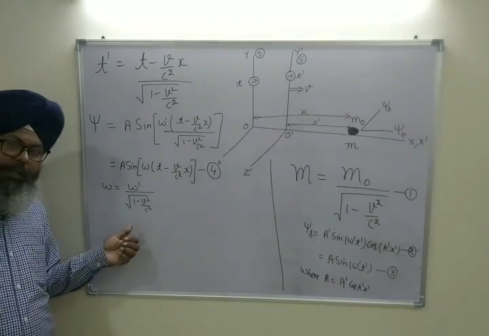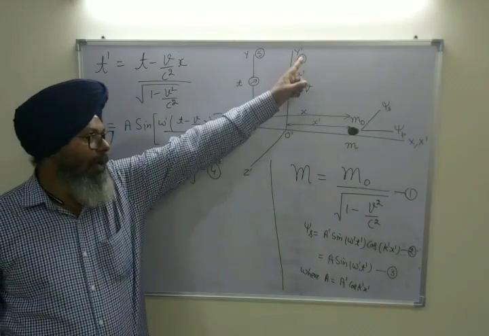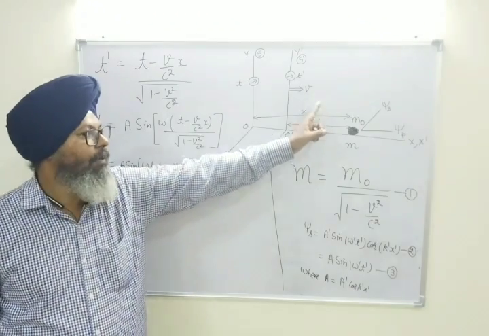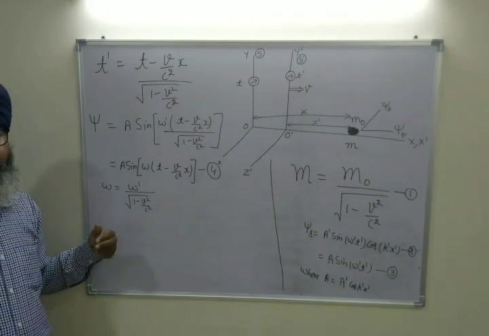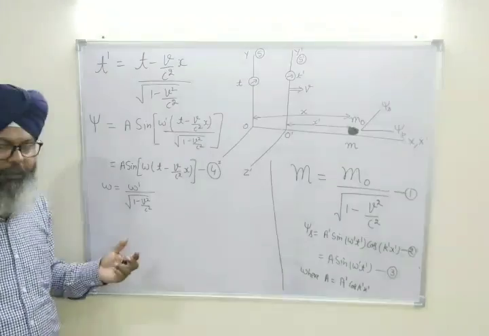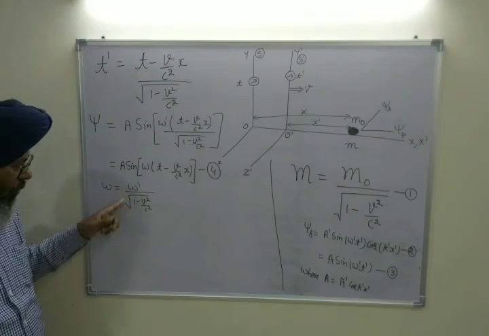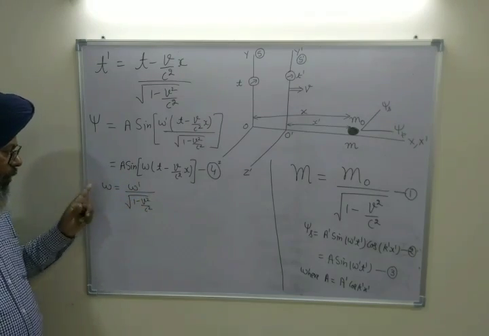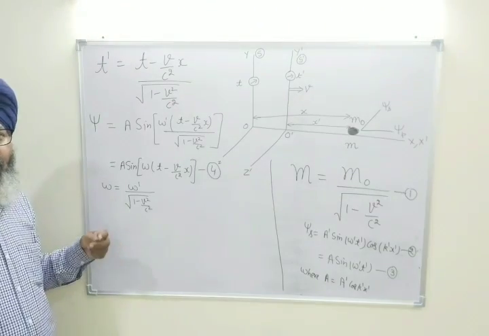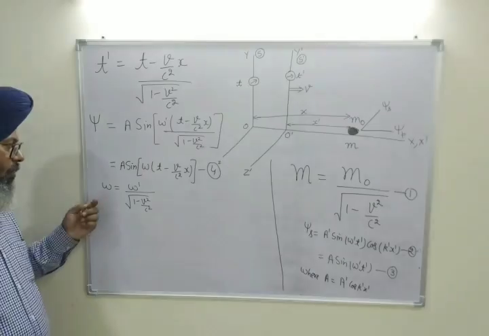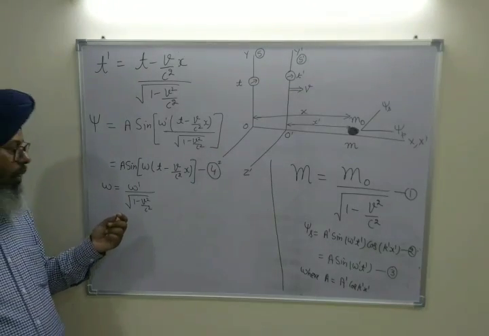Now this denominator is a constant quantity. Why? Because v is the velocity of the frame S dash, which is an inertial frame of reference. The velocity is a constant quantity, and c is a constant quantity according to the laws of special theory of relativity. So this denominator is a constant quantity. So I have divided omega dash by a constant factor, and I denoted it by a new factor omega, which will turn out to be the angular frequency of the de Broglie wave in the frame S. Kindly remember, omega dash is the angular frequency of the de Broglie wave in the frame S dash.